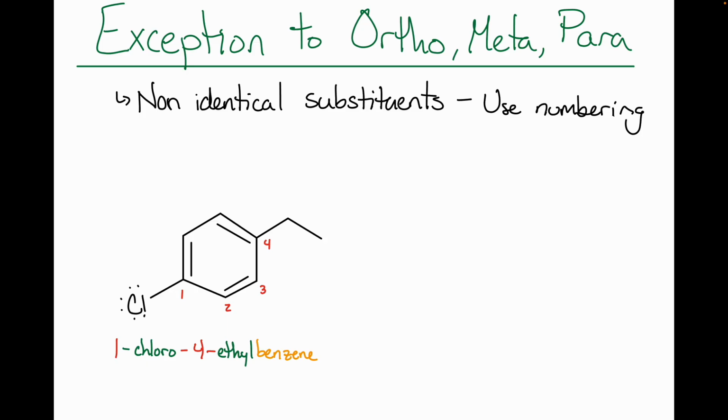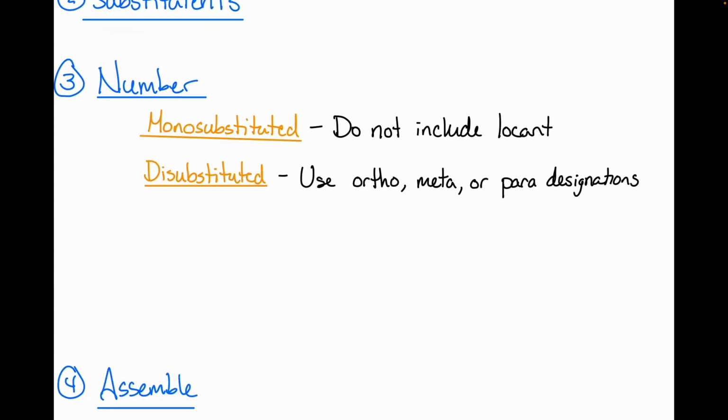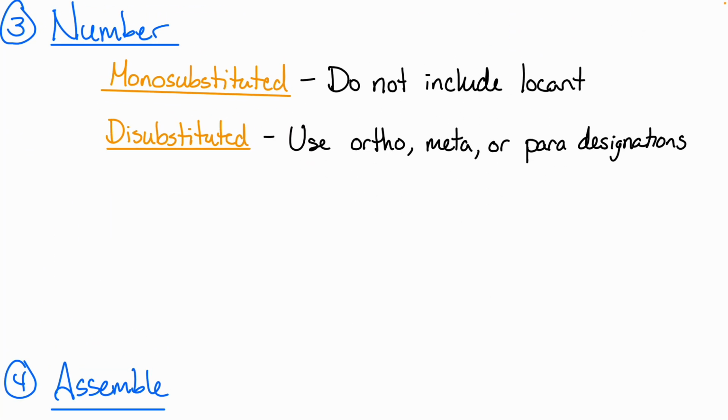We'll also use our normal numbering if we have more than 2 substituents. So any tri-substituted or more, that's when we also use our normal numbering.